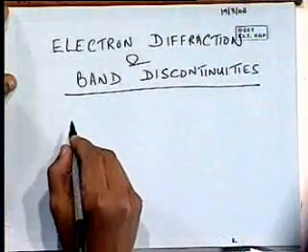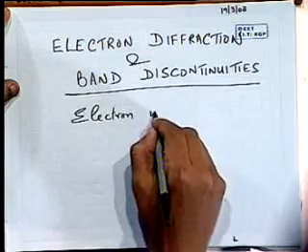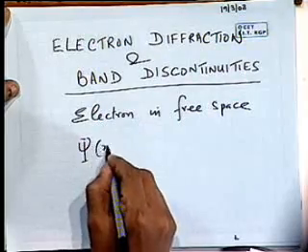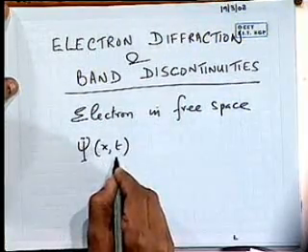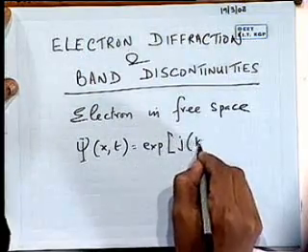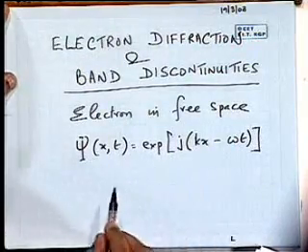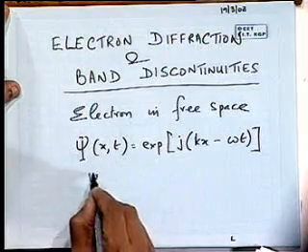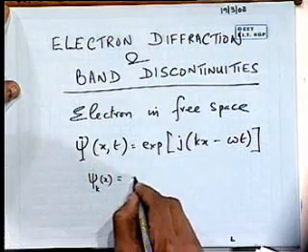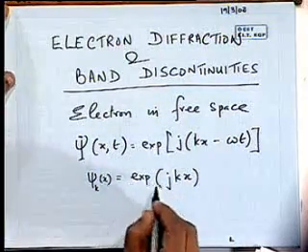We saw earlier that for an electron moving in free space, we could express the wave function psi, which has got a spatial component and a temporal component, as exponential j(kx minus omega t). This was our wave function for an electron moving in free space. If we look at its spatial component, how does it vary with x? It's a traveling wave that has the following format: simply exponential jkx.